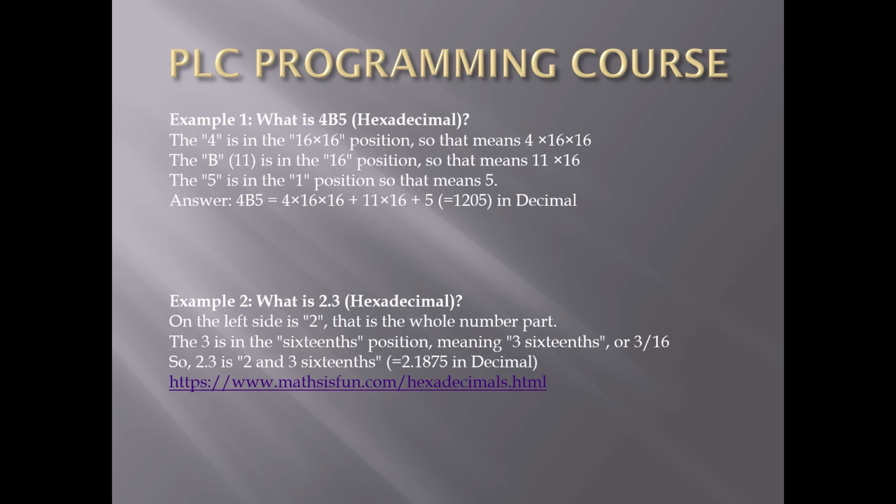Example 2. What is 2.3 in hexadecimal? On the left side is 2, and that's the whole number part. The 3 is in the 16th position, meaning 3/16. So 2.3 is 2 and 3/16 equals 2.1875 in decimal.